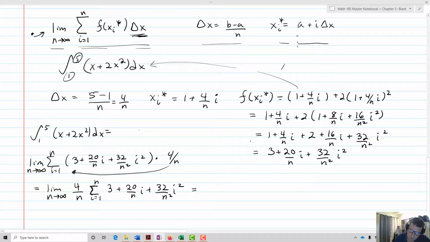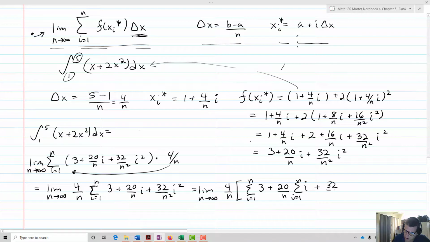And so this is then going to equal, and what I know about summations is that I'm going to be able to separate them out, right? Okay, make this into 3 separate summations. So this could be the sum i equals 1 up to n of 3, plus, and then I can pull out the 20 over n times the sum i equals 1 up to n of i, okay, plus 32 over n squared times the summation of i squared, i equals 1 to n.